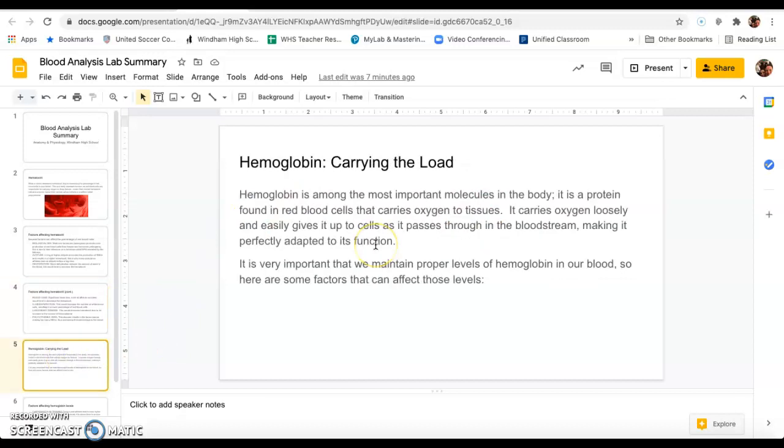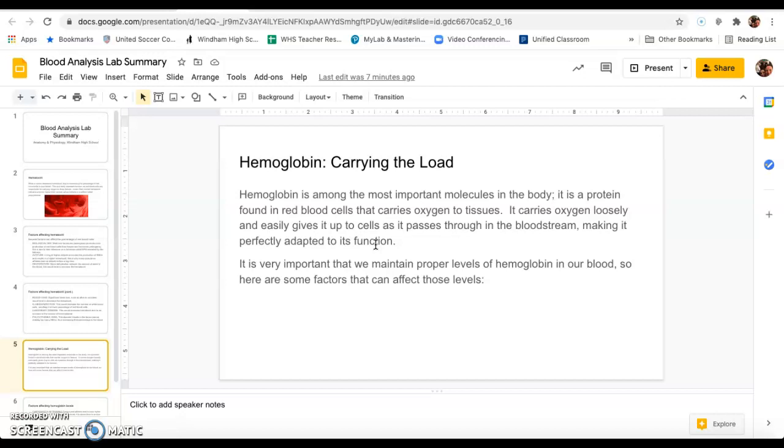So, now we're on to hemoglobin. Now we're getting a little more specific here. There are a lot of parallels. You'll notice that a lot of the factors that affect hematocrit, the overall percentage of red blood cells, also affect the amount of hemoglobin in the blood. And there are relationships between the two that we're not going to get into too much here.